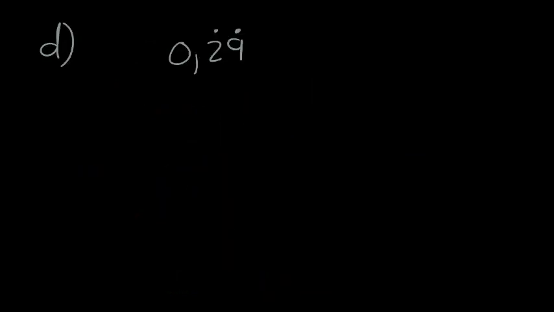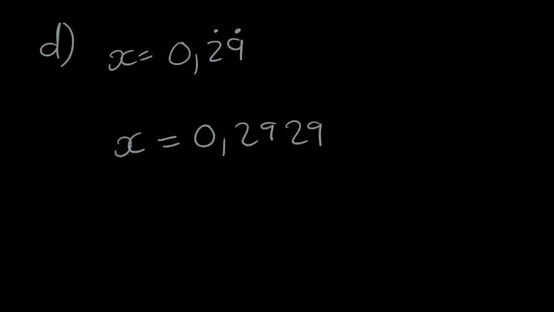In question D, I have two decimals. So x is equal to 0.29 recurring. This means that x is equal to 0.292929 dot dot dot forever. In order to move my decimals, I'm going to move it 2 spaces. So I'm going to say times 100.